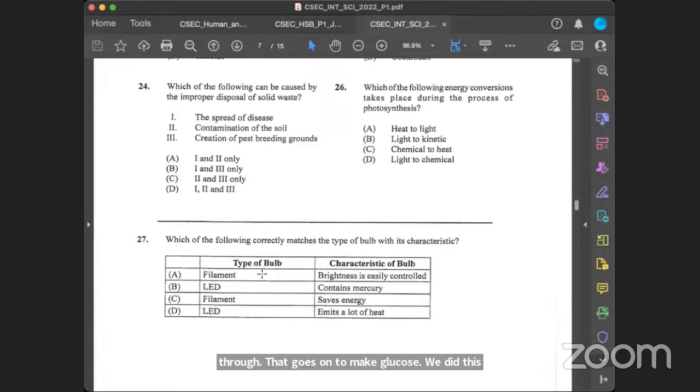I don't know if you remember. Did we say the LED contains mercury? Which one did we say contained mercury? Anybody remember? Let me tell you, it's the fluorescent bulb. Y'all don't listen to me at all.